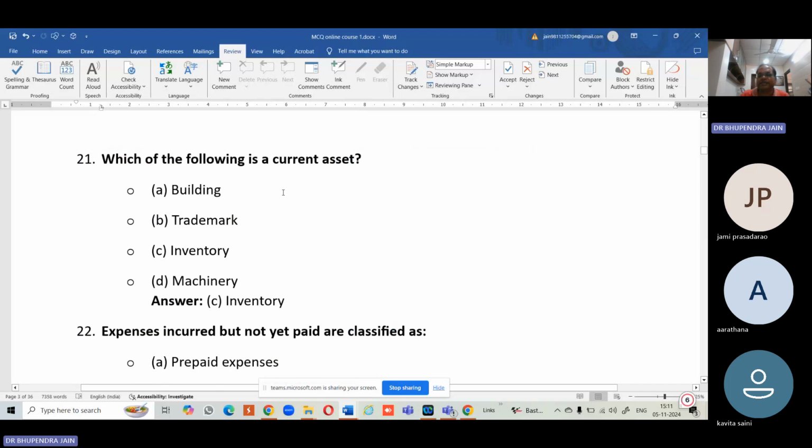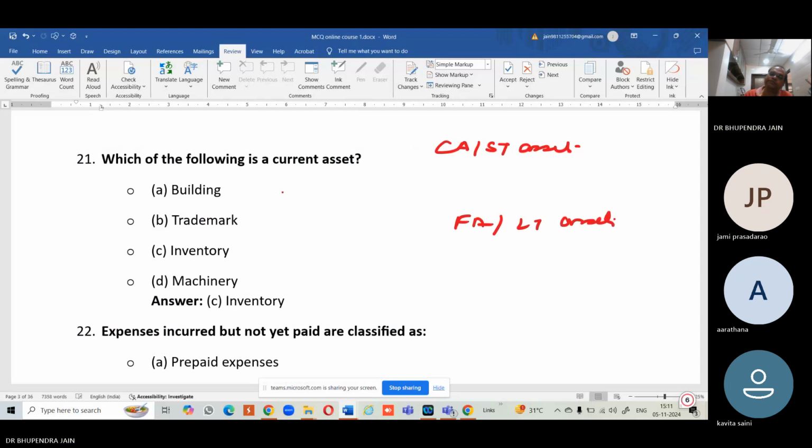Which of the following is the current assets? What did we discuss? Current assets and short term assets, fixed assets and long-term assets. Current means short term and fixed assets mean long term. The duration is less than 1 year, current, and more than 1 year, then fixed.